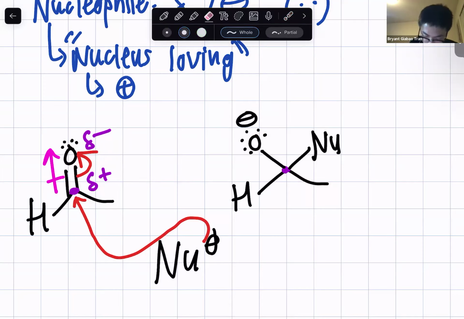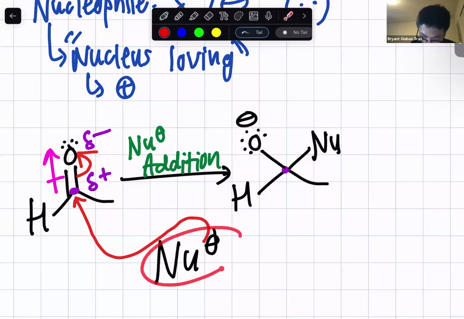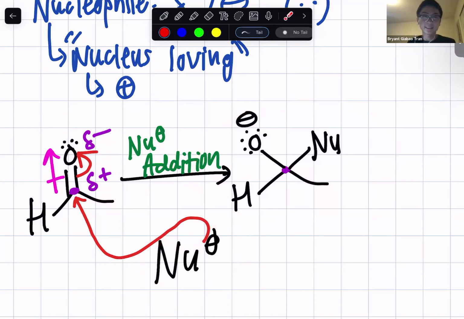Where this whole process that we just did is nucleophilic addition because we added a nucleophile to that carbon right there. This is nucleophilic addition, right? And there are a lot of reactions. It's just a general term that we use to describe what the reaction step is, where this is what happens here.